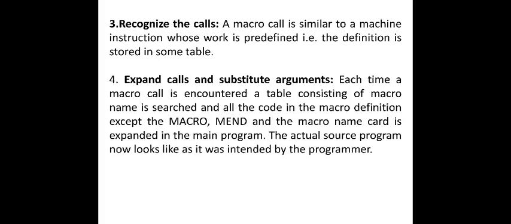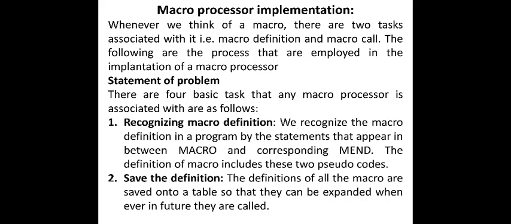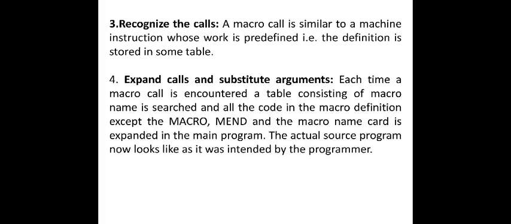Each time a macro is encountered, a table consisting of macro names is searched, and all the code in the macro definition except the starting MACRO and the ending MEND, and the macro name card, is expanded in the main program. The actual source program now looks as it was intended by the programmer. So this is how the macro is implemented. I think, dear students, you are clear about the four important tasks: recognition of the macro definition, saving the definition, recognizing the call, and expanding the calls with the substituted arguments.